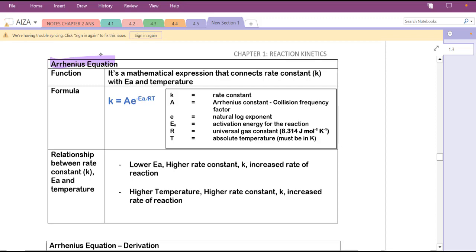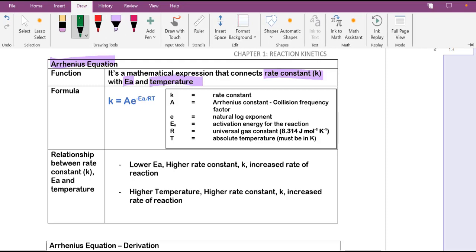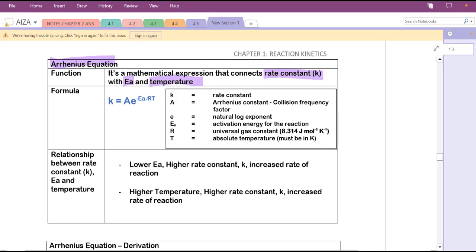Arrhenius equation is a mathematical expression that connects the rate constant with activation energy and temperature. This is the original Arrhenius equation: rate constant k is equal to a constant value A, exponent to the power of negative activation energy divided by RT. From this equation, we can see that activation energy is related to rate constant.